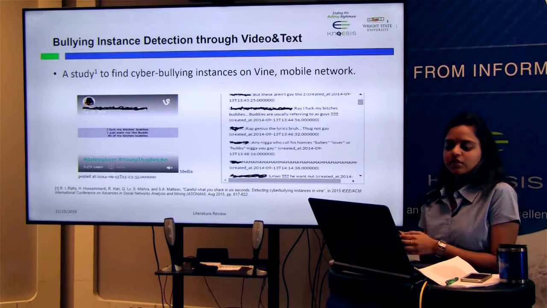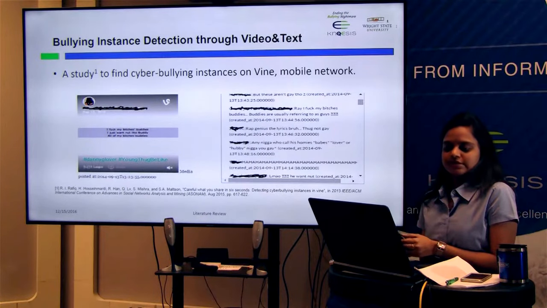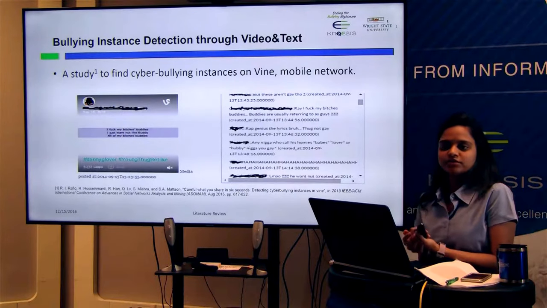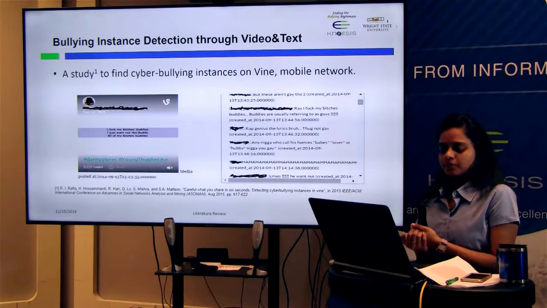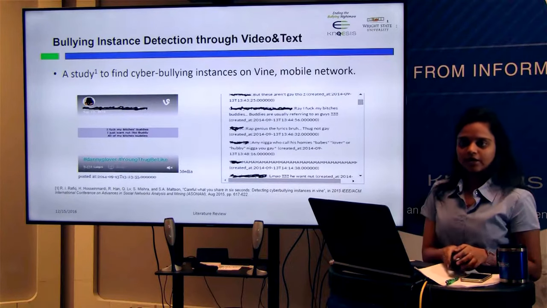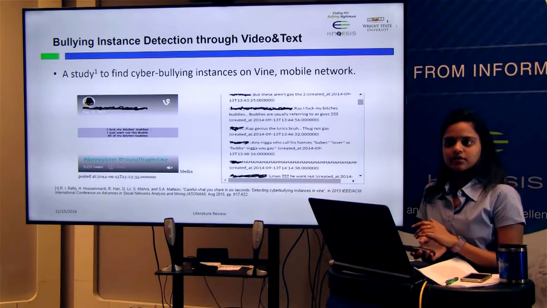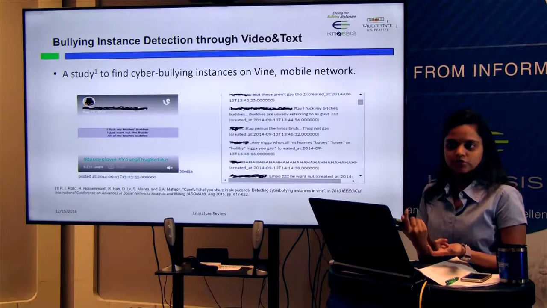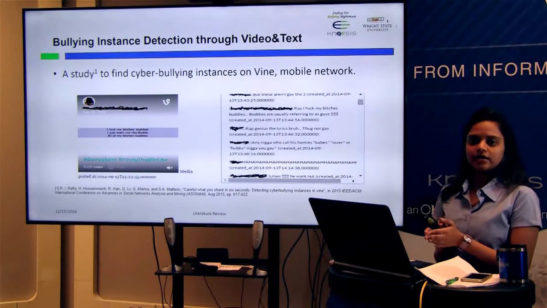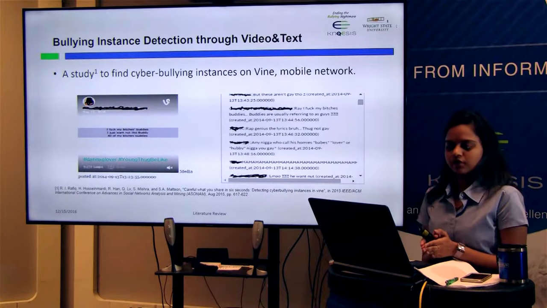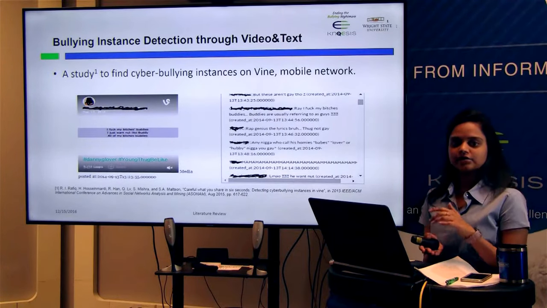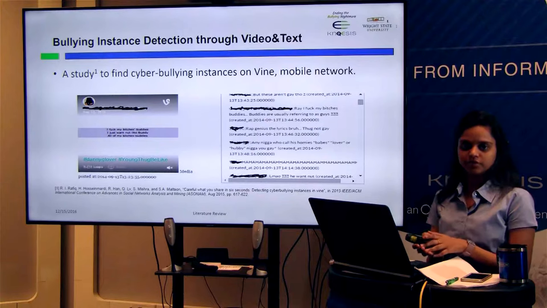Another existing approach is finding bullying instances through video and text. This study uses a mobile network, Vine, to detect cyberbullying instances. Here, cyberbullying instances mean a video along with the comments of that video. So they consider that as a media session and detect if there are any such media sessions in a mobile application.